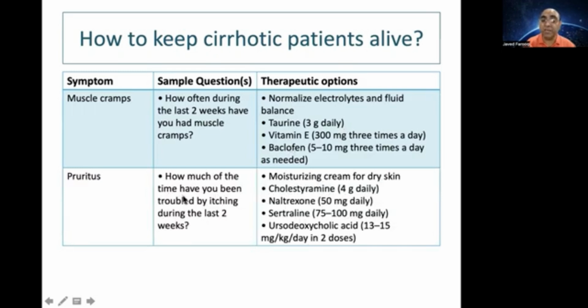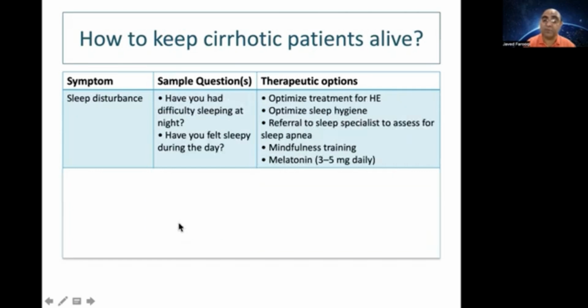For pruritus, again, you must ask how much of the time you have been troubled by itching during the last 2 weeks. This is very important. You should ask, and if there is pruritus, options are available: moisturizing creams, cholestyramine, and other drugs available with you.